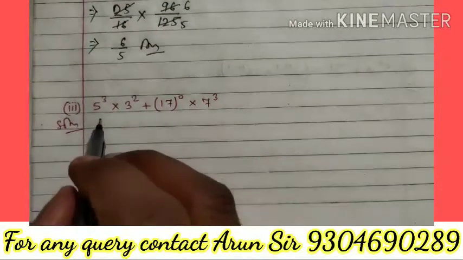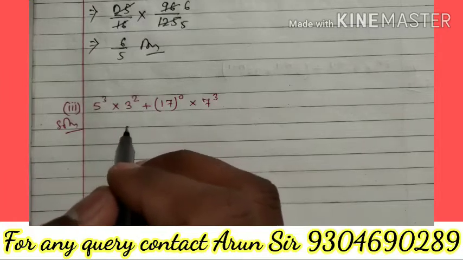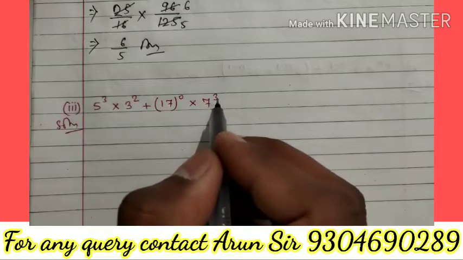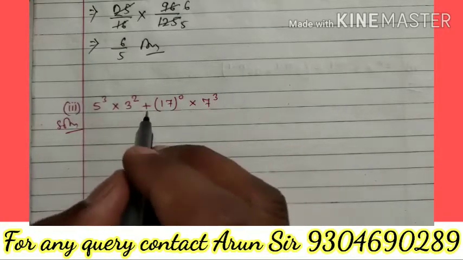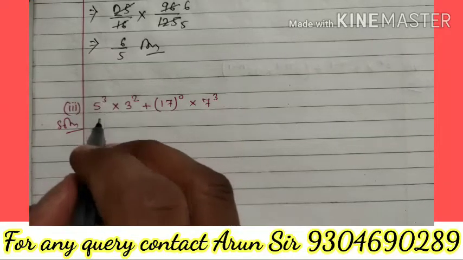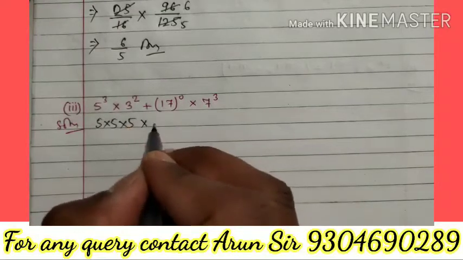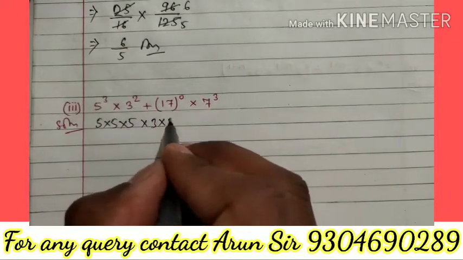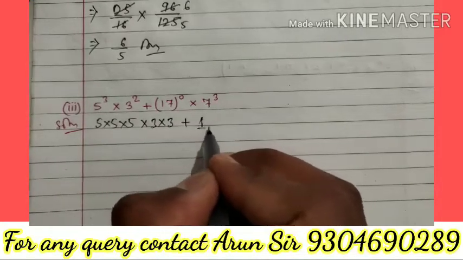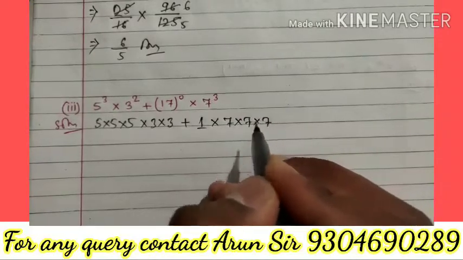Our next question, question number 3, is 5 to the power minus 3 into 3 to the power 2 plus 17 to the power 0 into 7 to the power 3. Here simply we have to calculate. Here we can see plus sign is there. First 5 to the power 3, 5 into 5 into 5, into 3 to the power 2, 3 into 3, plus 17 to the power 0, 1. Any number to the power 0 is 1. 7 to the power 3, 7 into 7 into 7.